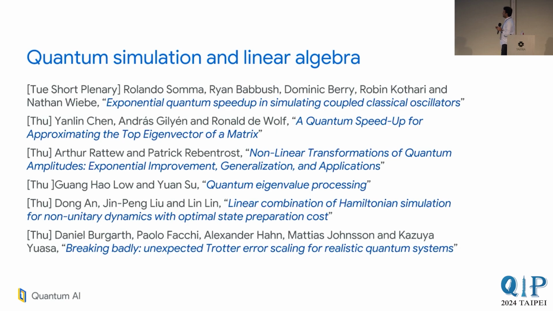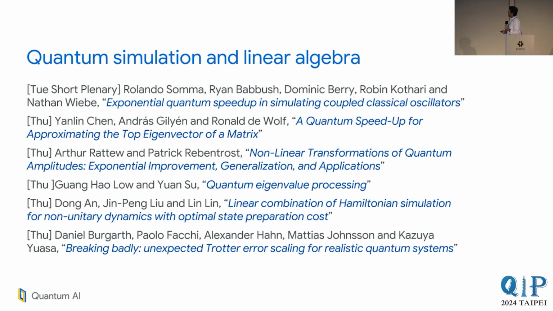The first paper is about a new exponential quantum speedup for a problem that's purely classical, about simulating classical oscillators, or what I like to call balls and springs. The next one is a quantum speedup for approximating the top eigenvector of a matrix. So this was also not on the archive, so I'm just going to make an educated guess that you get a quantum speedup for approximating the top eigenvector of a matrix. Right? It's very self-explanatory. Good title.